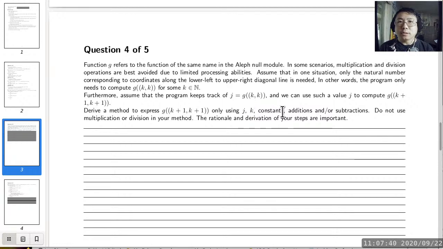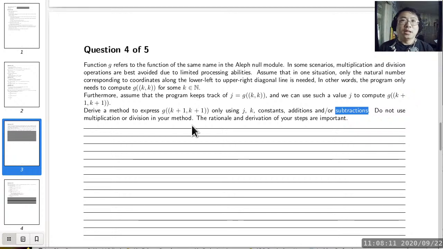Constraints: constants. So 1, 2, 10, 3, those are all constants. We only want to use these operators, okay? We only want to use addition or subtraction as operators. So we are trying to avoid the use of multiplication. Squares are implicitly using multiplication, so we want to avoid the use of those as well. Do not use multiplication or division in your method, okay? So that is very explicit.